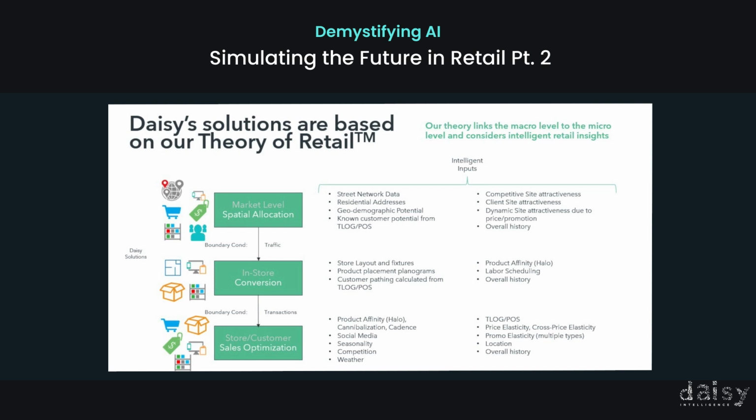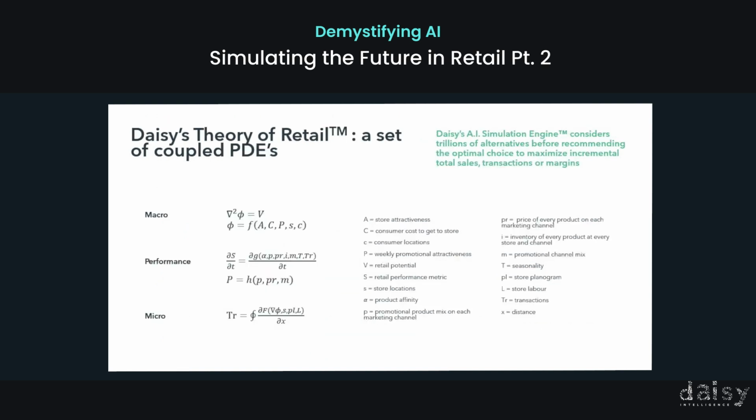We can apply a boundary condition between the micro optimization and the halo effect, which is the transaction count. There's a boundary condition between the market level and the micro level, which is the store traffic. So we can assume boundary conditions and initial values to solve the PDEs, or we can solve them as a full coupled set. And you can read Daisy's patents online to see some of these patents.